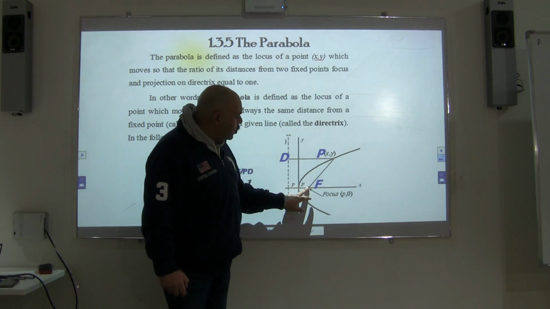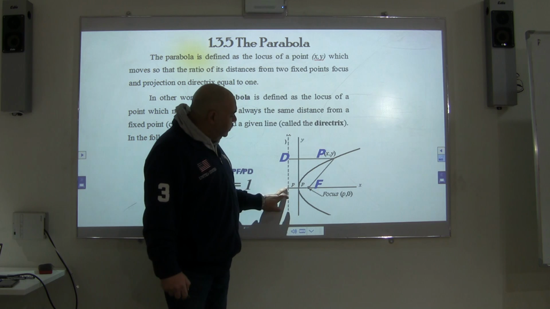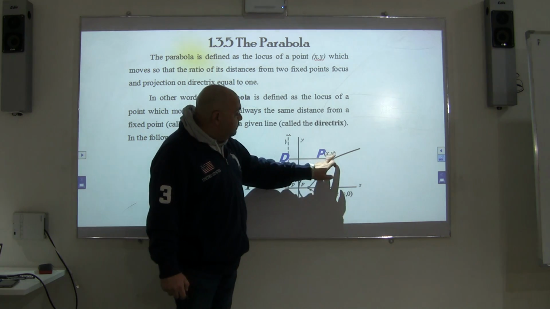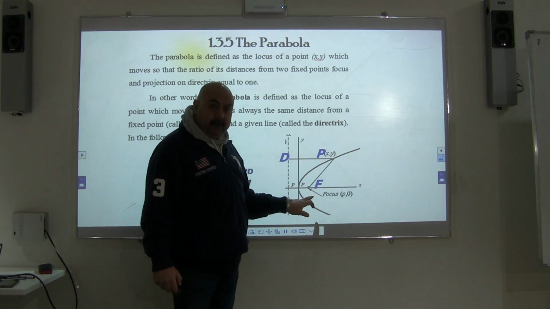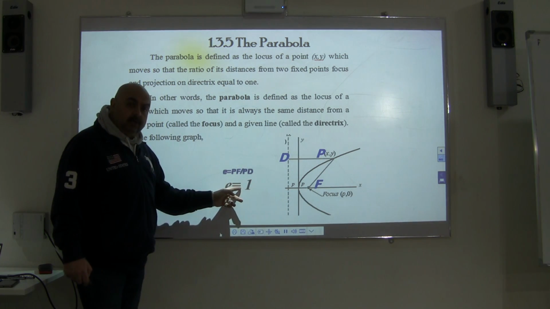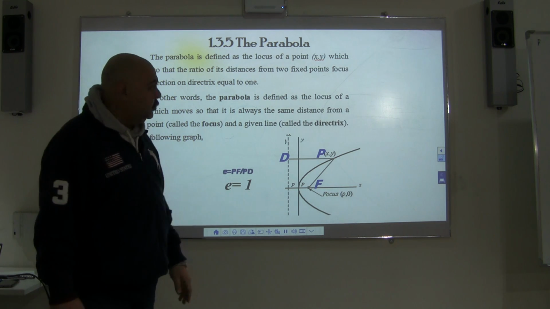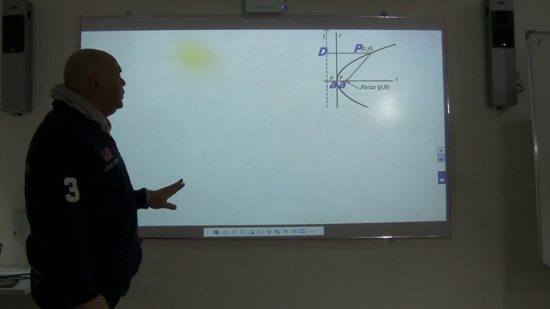If this is the focus, the distance from the vertex to the focus equals the distance from the vertex to the directrix. If you take P, any point on the parabola, and compute PF divided by PD, you will find it equal to 1, and this is the shape of the parabola. Usually, I depend on this equation.